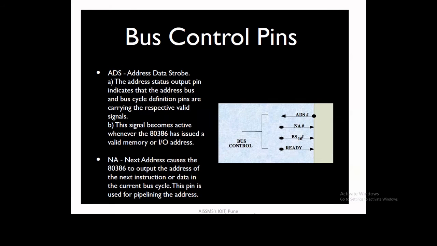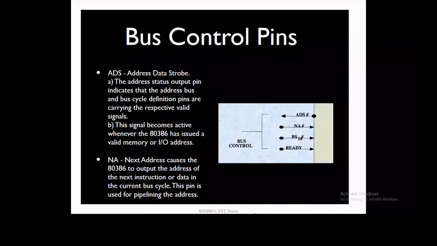And there are bus control pins. The next group of pins are bus control pins. Read and write cycles we can control through these pins. The first pin is ADS, that is address status. This is an output pin. From the microprocessor it gives the signal to the other devices.